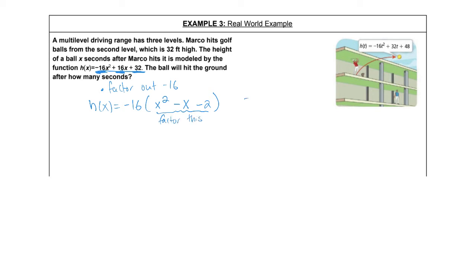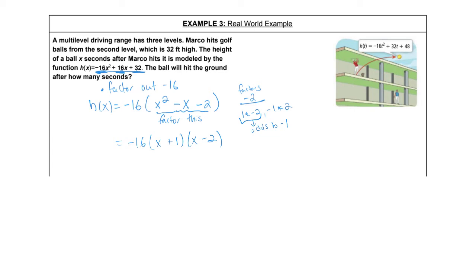So factors of negative 2 are 1 times negative 2 or negative 1 times 2. Which one adds to negative 1, because we want to add it to our b, which is negative 1? This adds to negative 1. So that's our m and our n. So we factor it: negative 16 times x plus 1 times x minus 2.